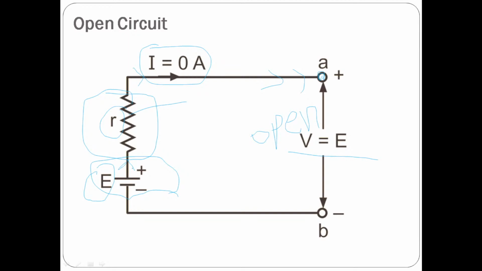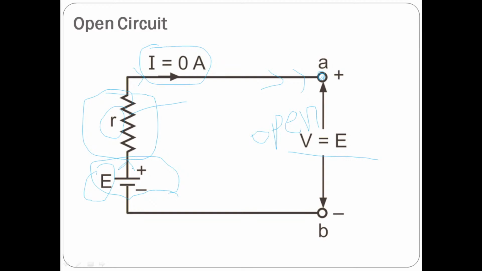So what is the voltage across A and B? Even though R is there, since no current is flowing, R is negligible, forget about R. So what is the voltage across A and B? This is nothing but the source voltage. E is equal to V. So V is the voltage across A and B. Let us assume that V will be equal to the source voltage because resistance is negligible.